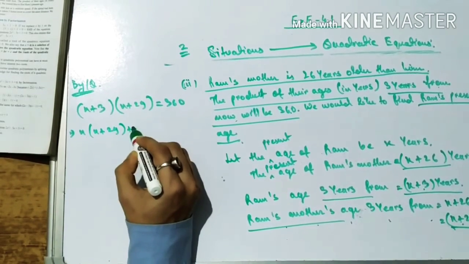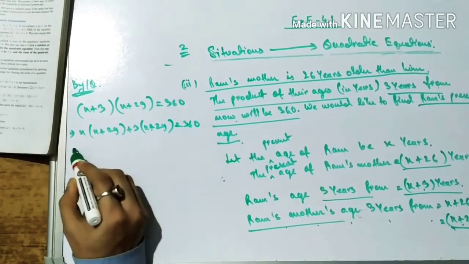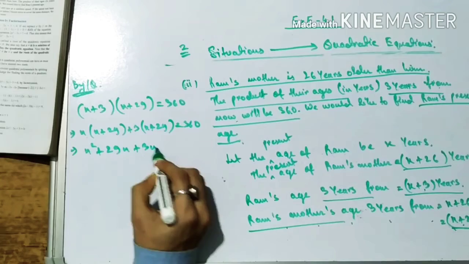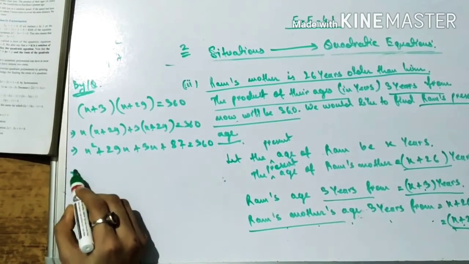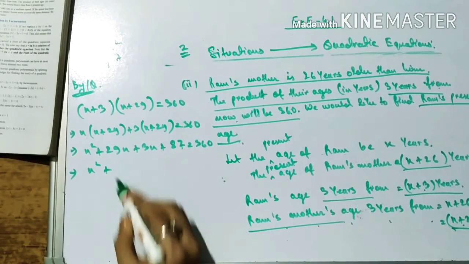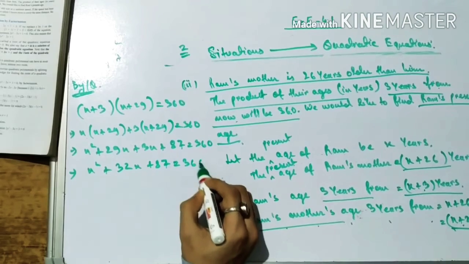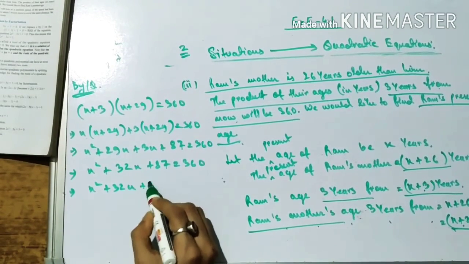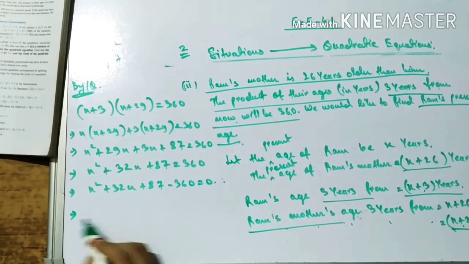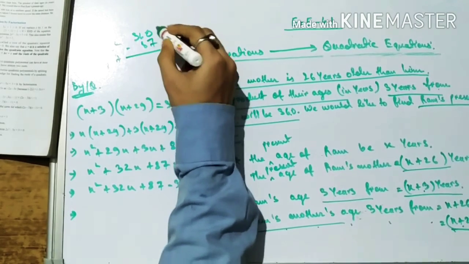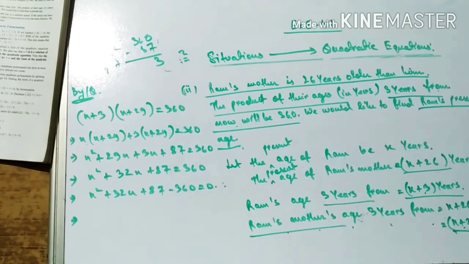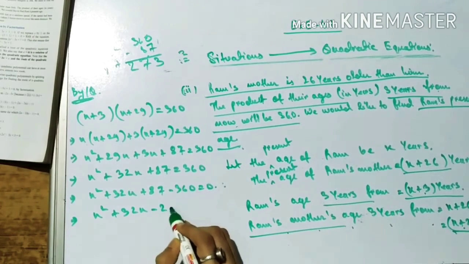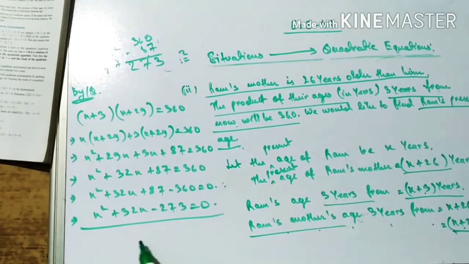x into x plus 29 plus 3 into x plus 29 is equal to 360. So this is x square plus 29x plus 3x plus 29 into 3, which is 87, equal to 360. Ultimately I will get x square plus 32x plus 87 equals 360. So x square plus 32x plus 87 minus 360 is equal to 0. 360 minus 87 is 273. So ultimately I will get x square plus 32x minus 273 is equal to 0, which is a quadratic equation.